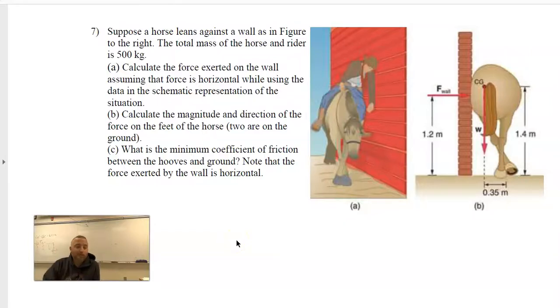Hello, we are going to be covering number 7 on the torque worksheet, so let's get into it. So in this problem, as you can see on the screen, we have a horse leaning against the wall on the right. Total mass of the horse and rider, 500 kilograms or something to that effect, and it says calculate the force of the wall, this guy right here, that's exerted horizontally while using the data in the schematic representation in the situation. For the schematic representation, it just means picture with numbers. That's all it is. I don't know why they have to get super complicated.